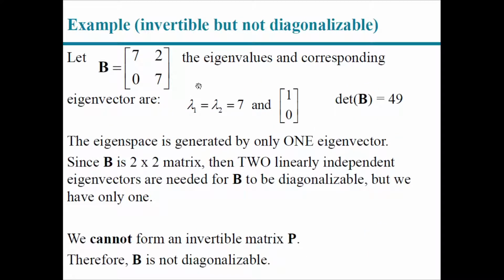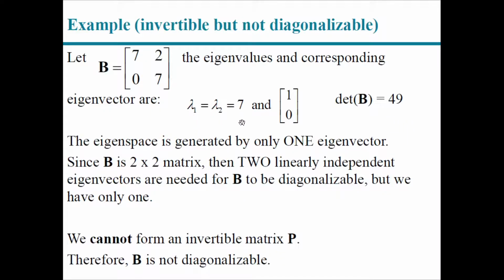This is another matrix, triangular upper. So we see that 7 is an eigenvalue of algebraic multiplicity 2. So it's a root twice. And we see that the determinant is 49. Therefore, this matrix is invertible.